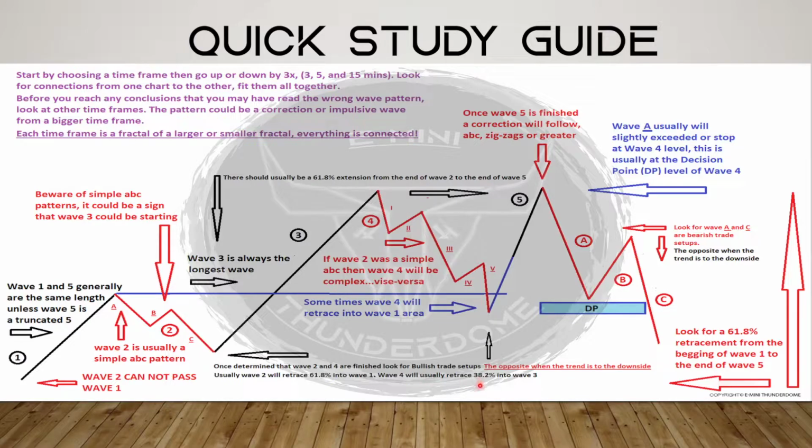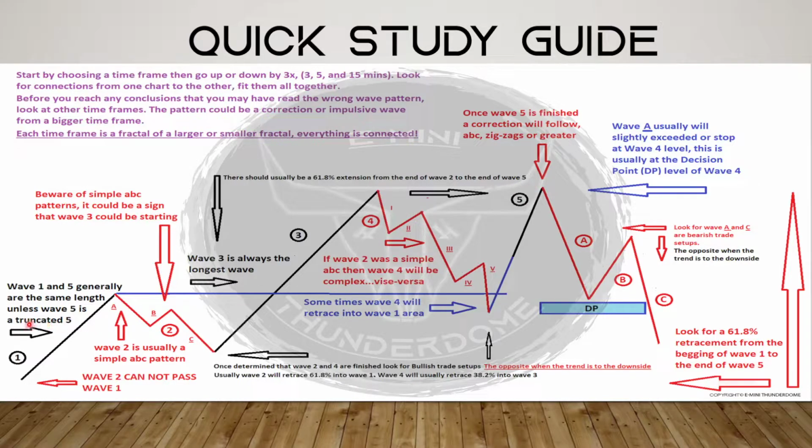It's going to be a 38.2% pullback into wave 3. So you want to get your Fibonacci retracement, and you want to retrace starting at the beginning of 3 to the end of 3 and see where 38.2 is. It will either stop at 38 or go to 50. So in between 38.2 and 50% is where wave 4 should stop, and then wave 5 will start.